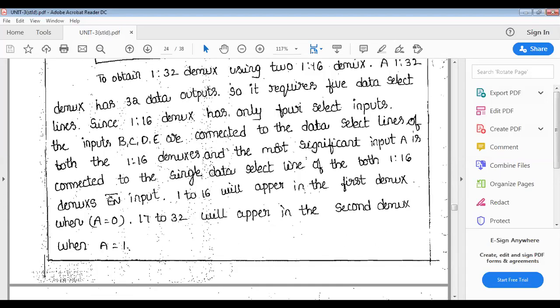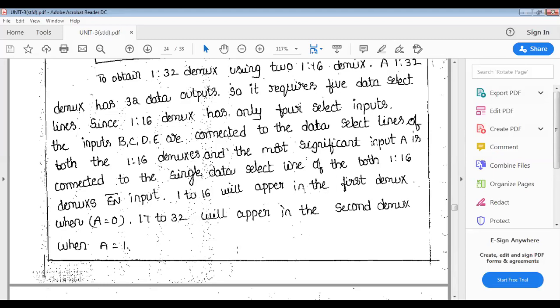You see the enable bar, EN bar input. Outputs 0 to 15 will appear in the first demultiplexer when A is equal to 0, and 16 to 31 will appear in the second demultiplexer when A is equal to 1, because the enable input is a complement enable input.